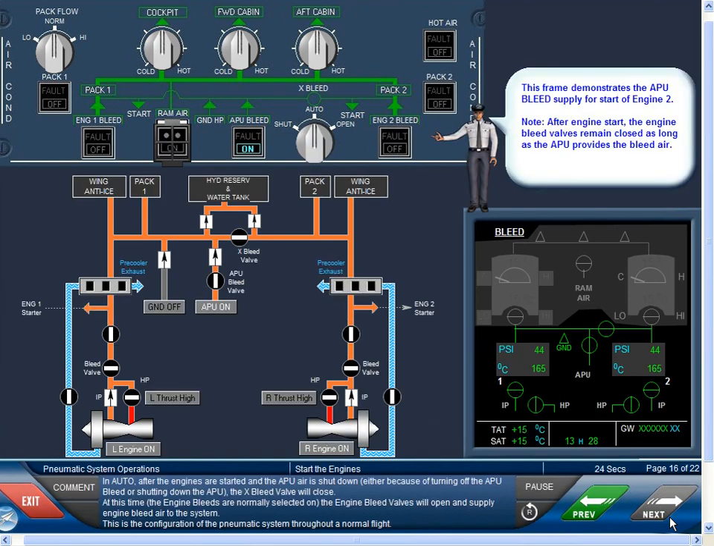In auto, after the engines are started and the APU air is shut down, either because of turning off the APU bleed or shutting down the APU, the cross-bleed valve will close. At this time, the engine bleeds are normally selected on. The engine bleed valves will open and supply engine bleed air to the system. This is the configuration of the pneumatic system throughout a normal flight.